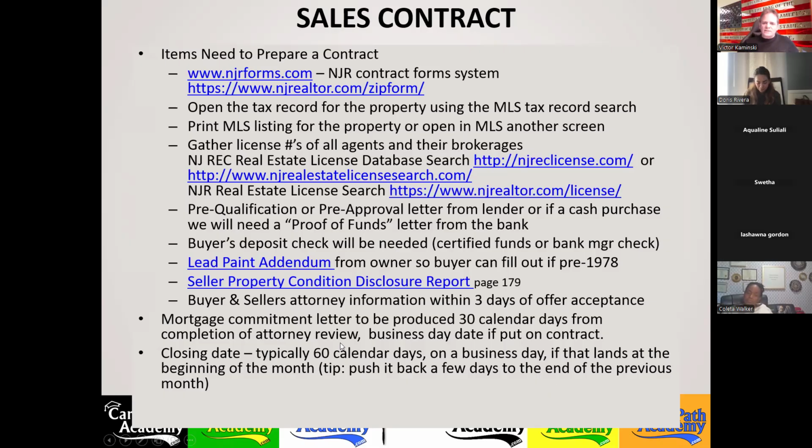Now, if that closing ends up with 60 days ending up on the beginning of next month, push it forward a couple of days, close out the month. You'll have an easier time if that person's getting a loan from the lender. They like to push through those loans at the end of the month to finish within that same month time frame.